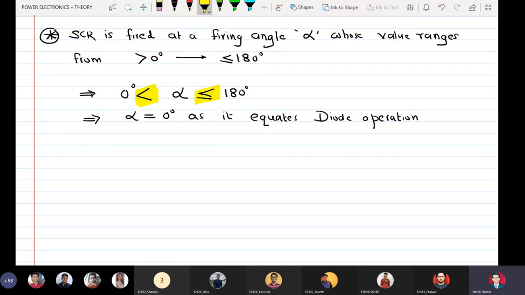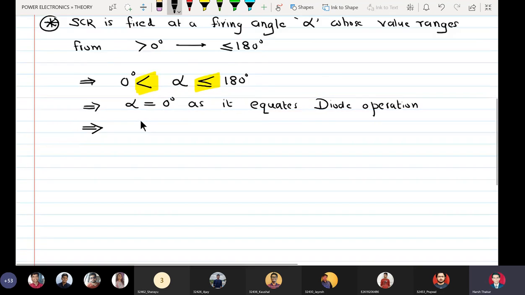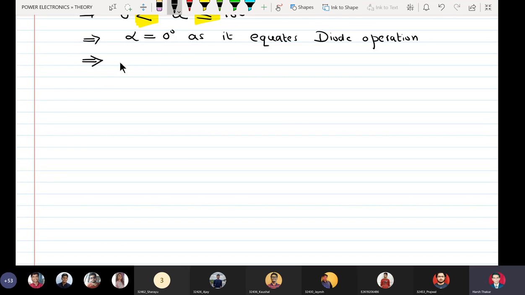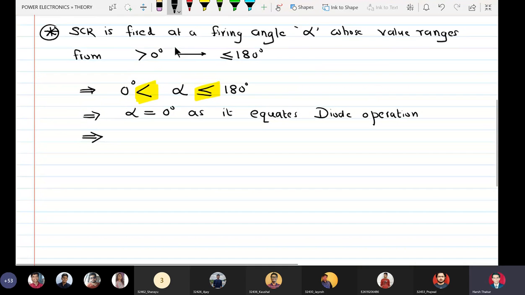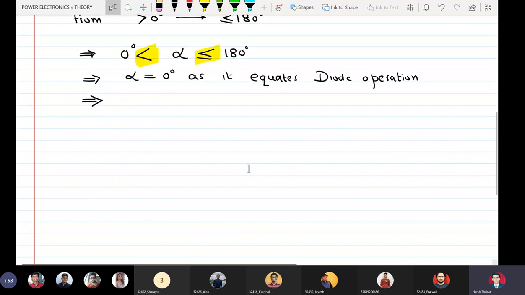That is why we say that here we have alpha greater than 0 degrees and here it is less than equal to 180 degrees. Now all of you who have done the simulation of PE systems in Simulink, so you know that when we had alpha equal to 30 degrees, we had converted it into x and x dash, and 30 degrees corresponds to 1.66 milliseconds, and x dash, pi plus alpha, corresponds to 11.66 milliseconds. So if we carefully see, this firing angle alpha is reference to 0.